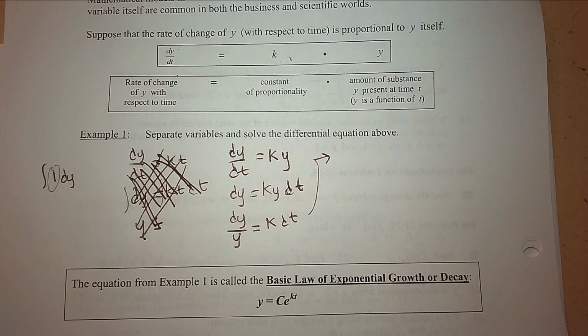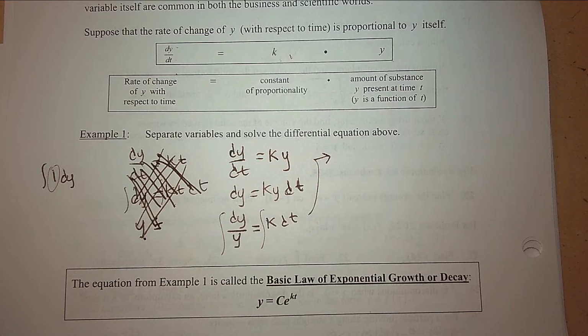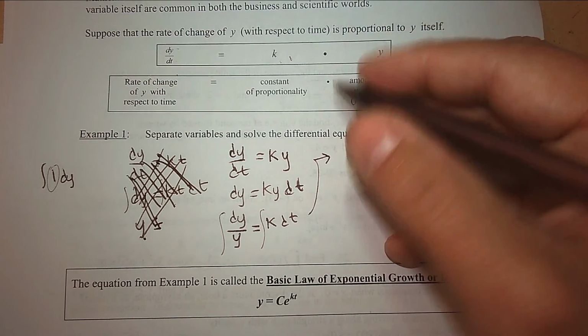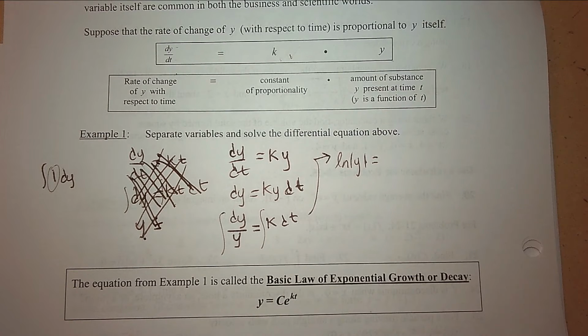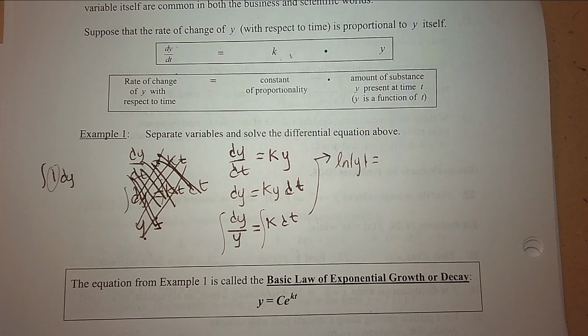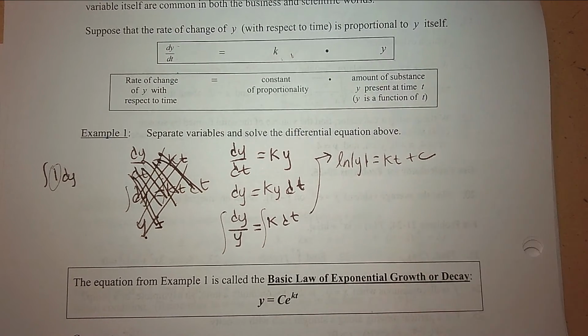All right, now what do I do? Integrate it. So now what's the integration of 1 over y? K is just a constant, like 2 or 5 or 20 or whatever. So when you integrate it, what would it be? kt. Good. And then? That's it. Never forget it.